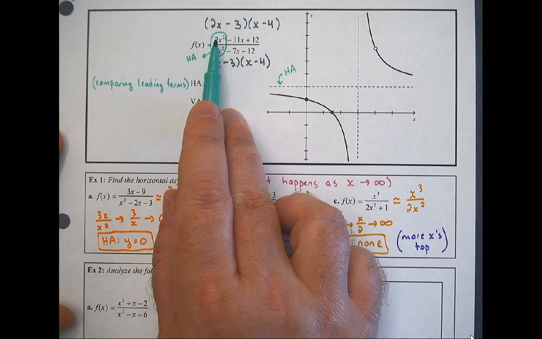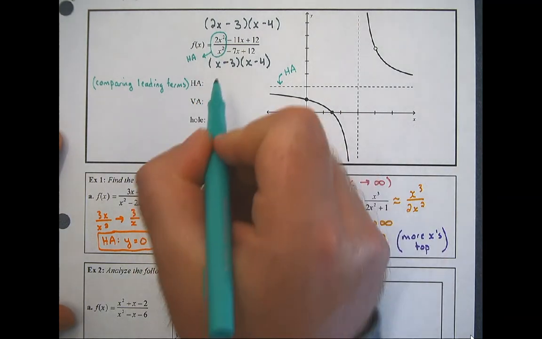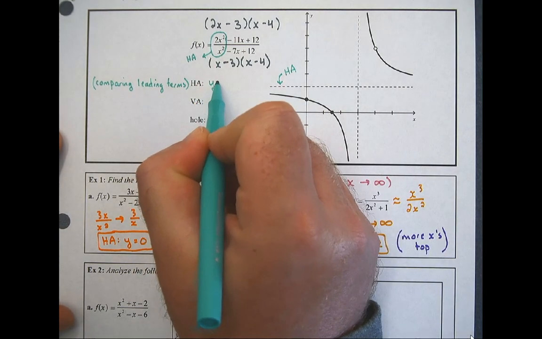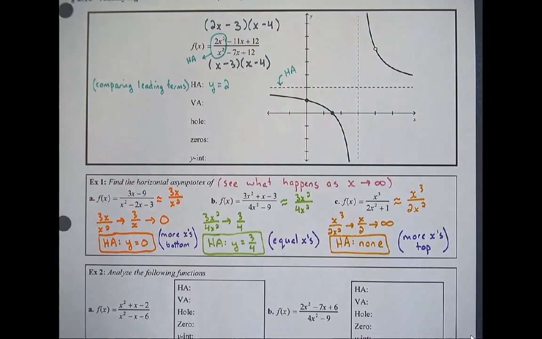And when it's a tie, it goes to the coefficients. So the coefficient is 2 over 1. 2 over 1 is 2, but you're writing an equation. So don't forget that you have to write y equals. You do not get partial credit if you just write 2. We have to write it as an equation.